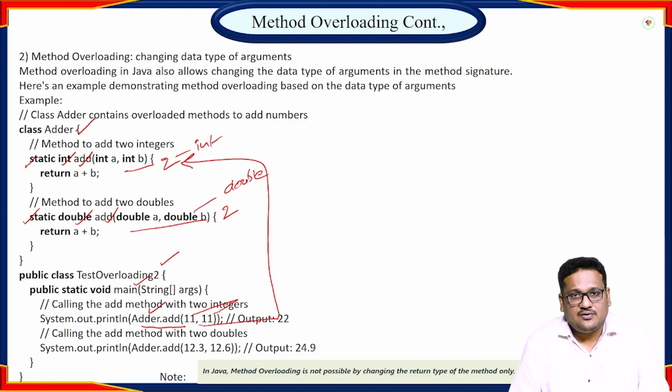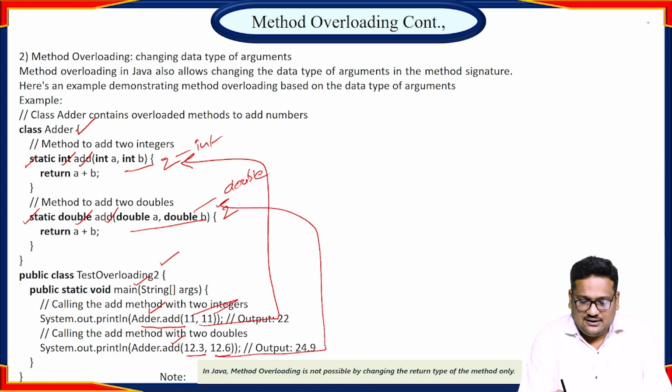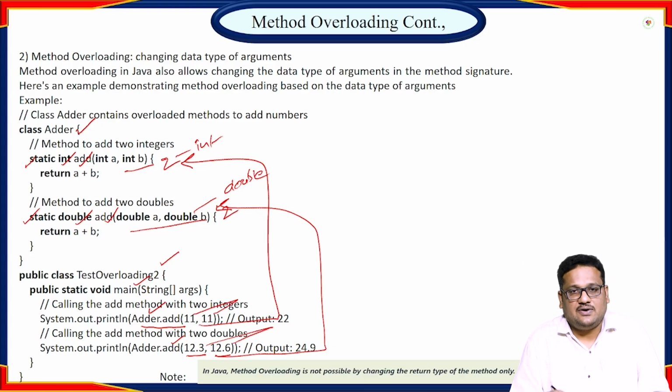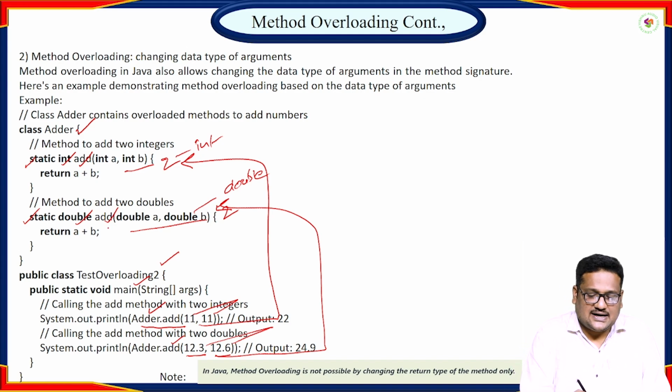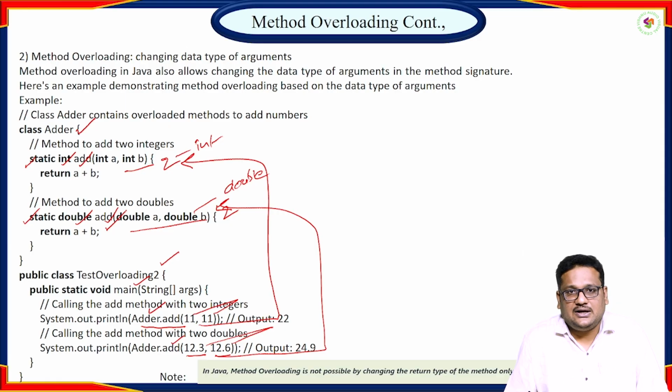Because here the type of arguments is integer. If you observe here, these are the double values. So when we invoke this add method, automatically the call will be passed to this second method, because the type of these values is double. When we pass integer variables, the integer add method will be invoked. When we pass double variables, this second method, the double add method, will be invoked.